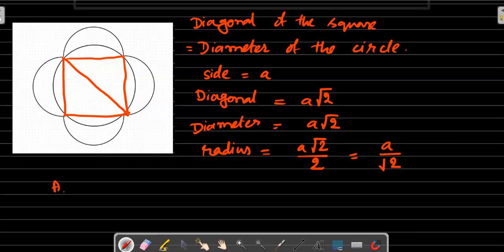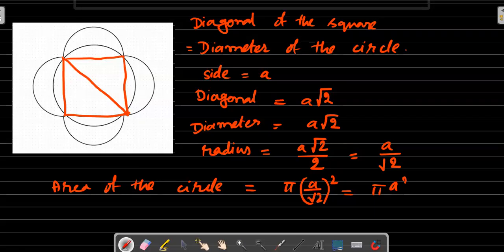Now find area of the circle. Area of the circle is equal to pi into A by root 2 whole square. That is equal to pi A square by 2.